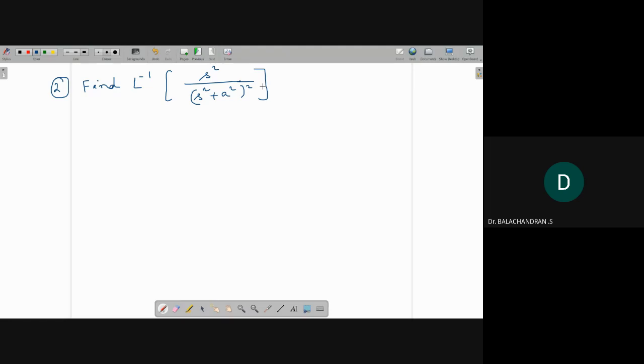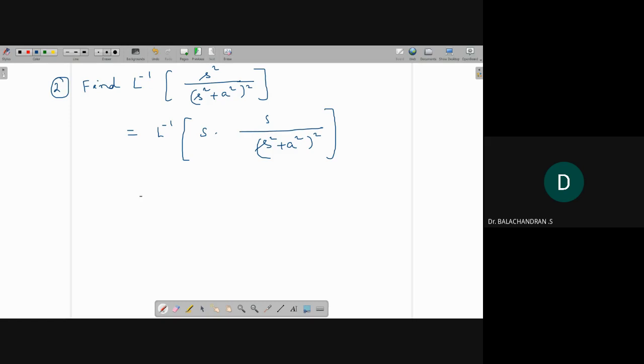Okay. So for this problem, especially in Laplace, even one problem you can solve in so many different methods. Out of different methods, you should choose the method which is easier for you. So I feel that you can write this as L inverse of s into, you should split like this, s square plus a square whole square. Now this is of the form L inverse of s into F of s.